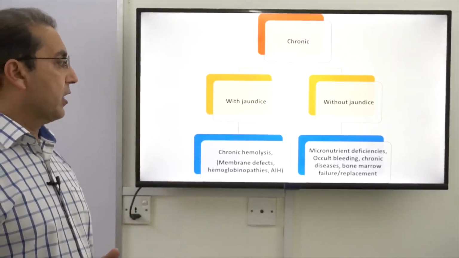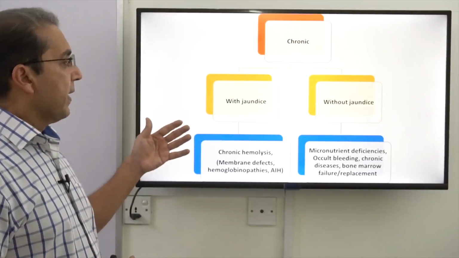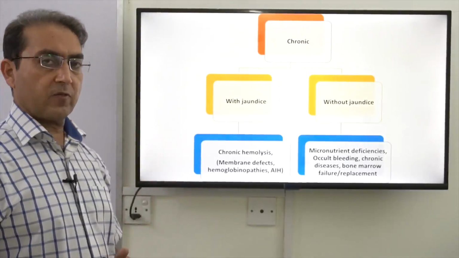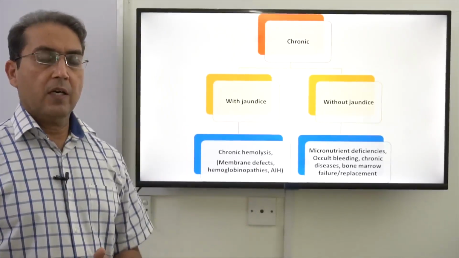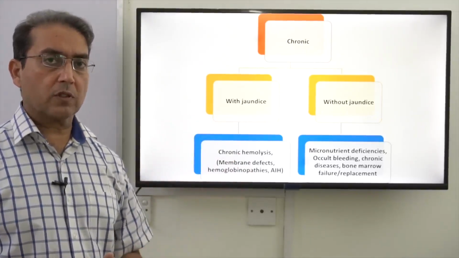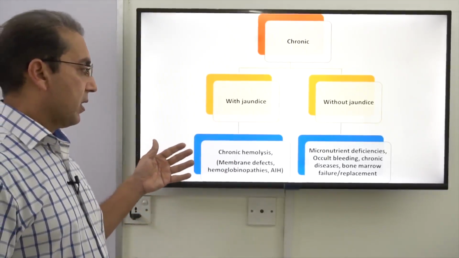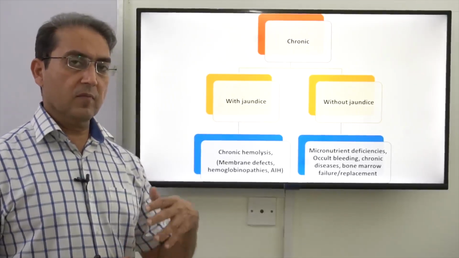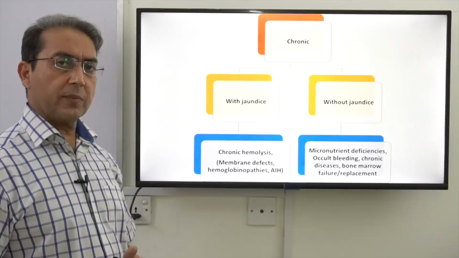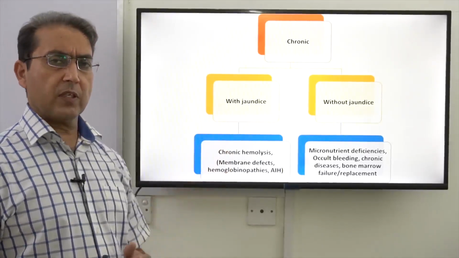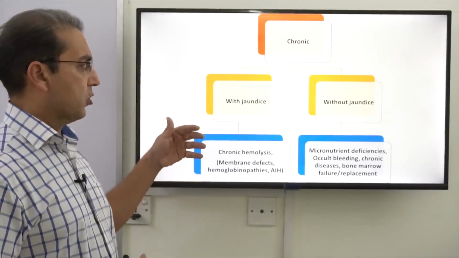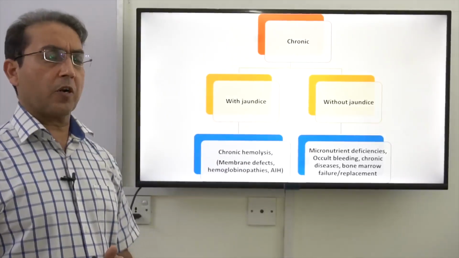And the patients who have chronic anemia with chronic jaundice may have chronic hemolysis. Chronic hemolysis is going on because of multiple defects. For example, they may have membrane defects like hereditary spherocytosis, hereditary elliptocytosis. Similarly, they may have hemoglobin defects like thalassemias, sickle cell anemia. They may have autoimmune hemolytic anemia, and as I mentioned, some patients with leukemias or lymphomas may have hemolytic anemias. They may present with anemia and jaundice.